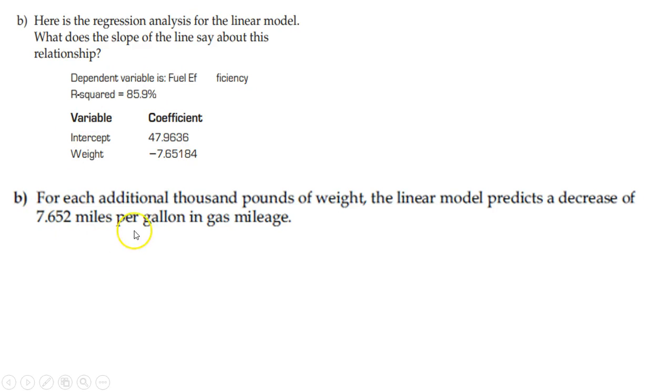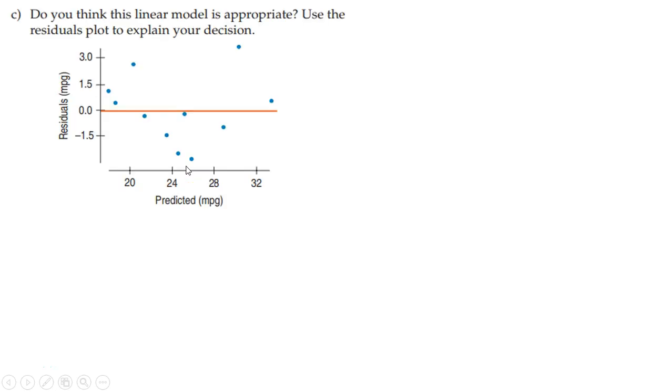But looking at this, it says for each additional thousands of pounds, right, because that's the slope, for each additional thousands of pounds, it looks like we're predicting a decrease of 7.652 miles per gallon of the car, because it's decreasing that much.